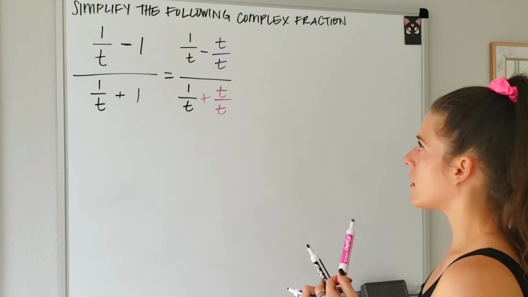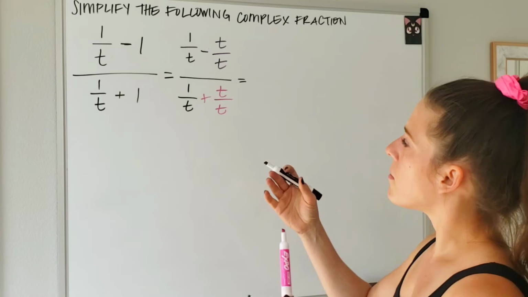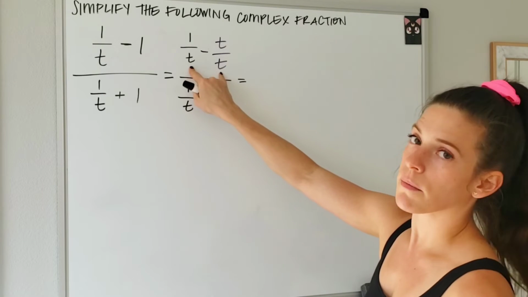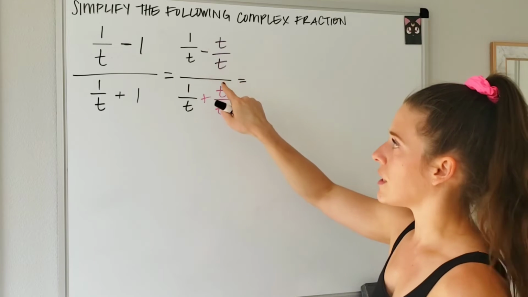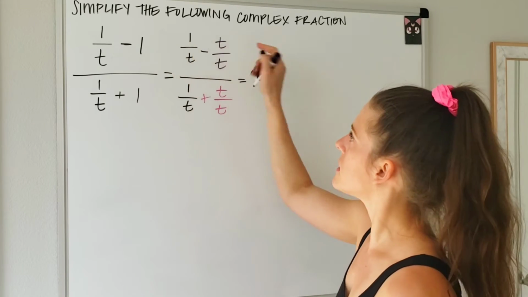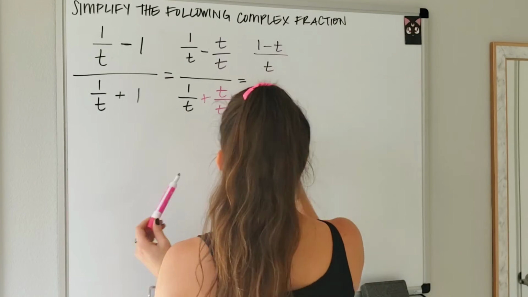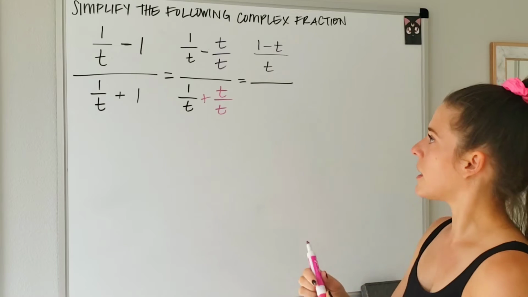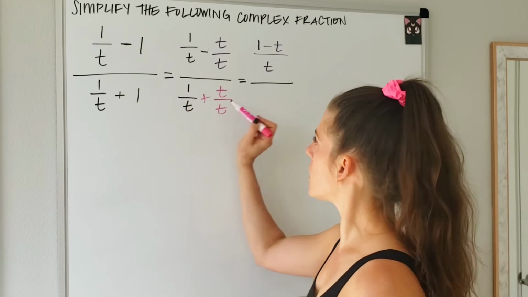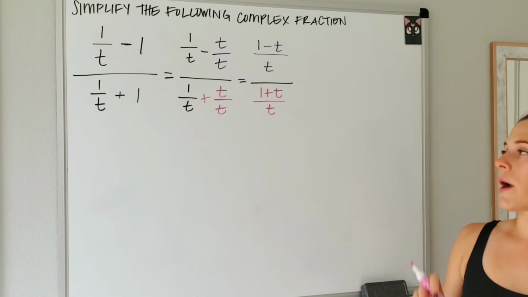Okay, from here, let's just take our time and combine these since we can with the least common denominator. 1 over t minus t over t is really the same as 1 minus t over the least common denominator, t, and that's our numerator. Our denominator, 1 plus t over the least common denominator of t. We are on our way.